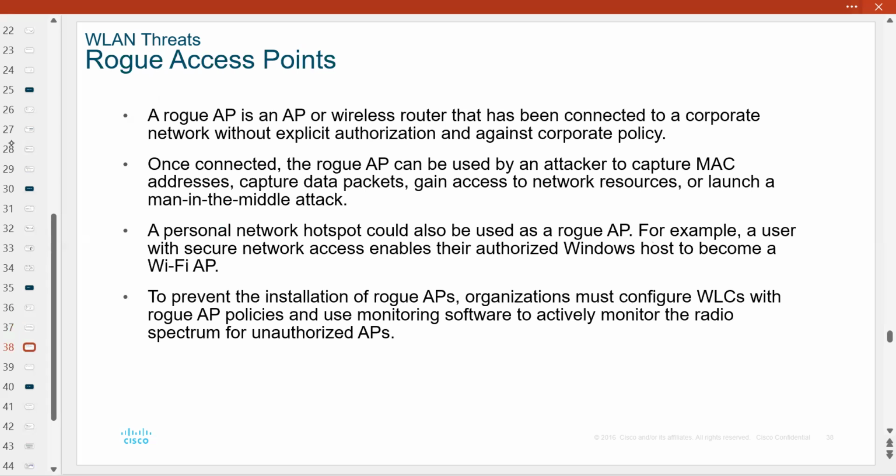Rogue access points. A rogue AP is an AP or a wireless router that has been connected to a corporate network without authorization. Once connected, the AP can be used by an attacker to capture MAC addresses, capture data packets, gain access to the network, or launch a man-in-the-middle attack. I'm going to explain more about the rogue access points with the next slide, man-in-the-middle attack.